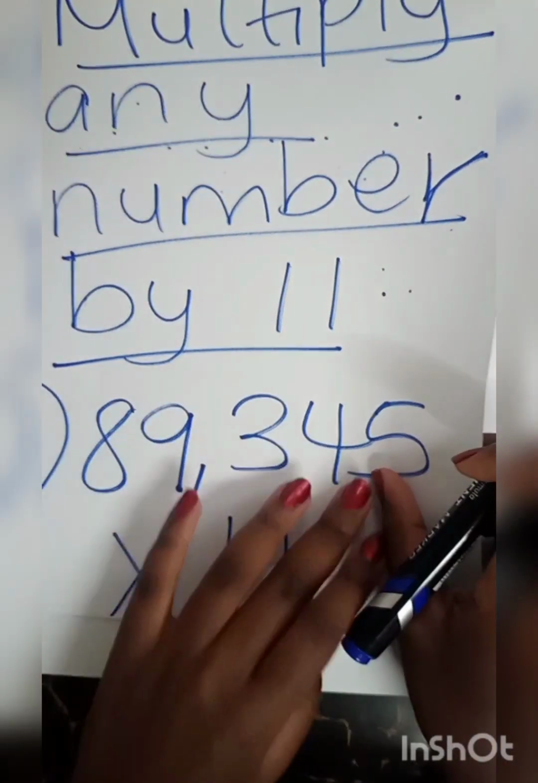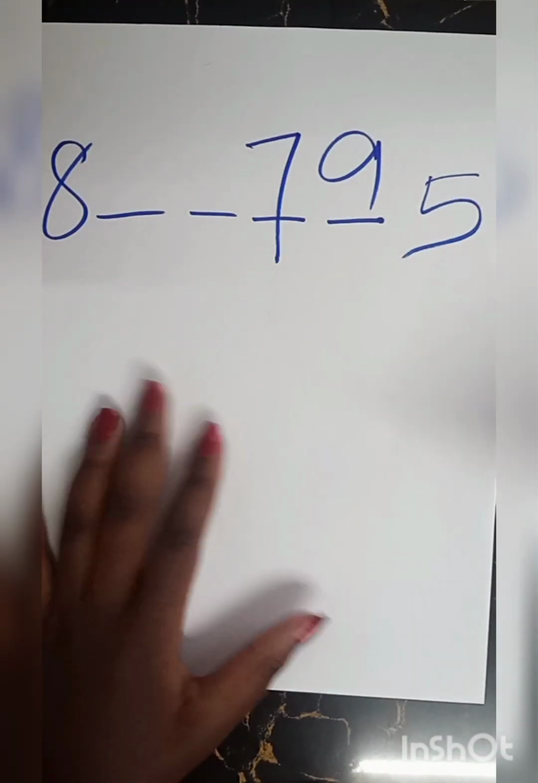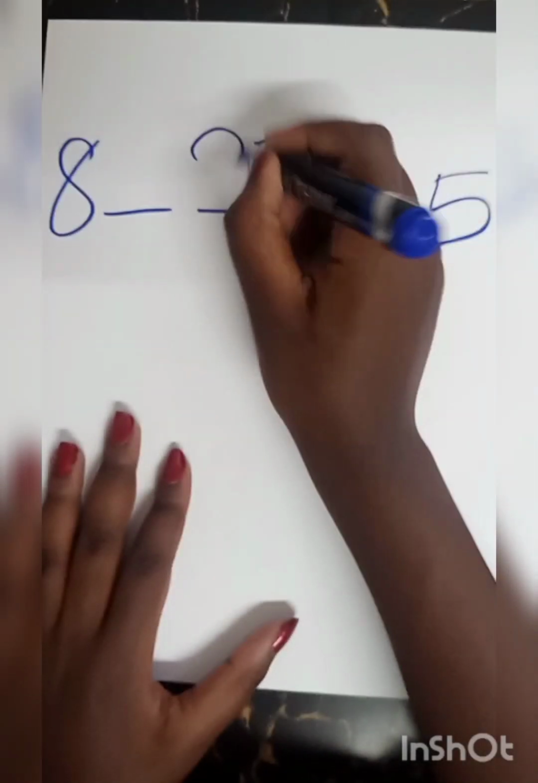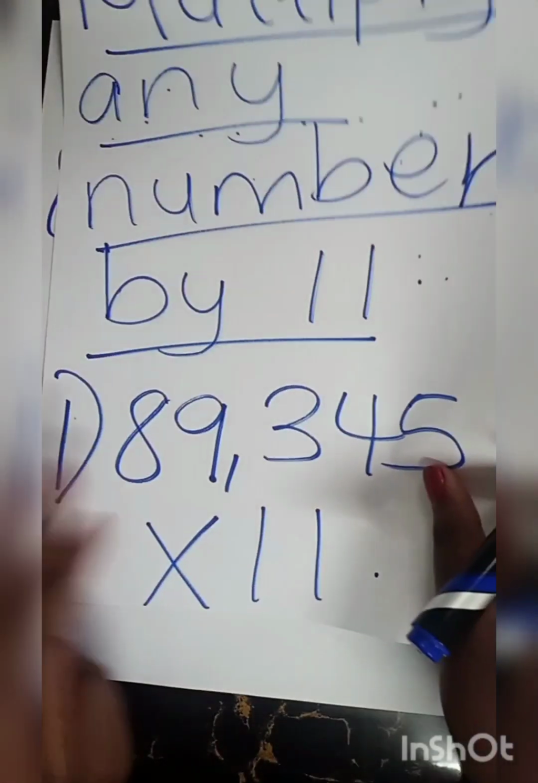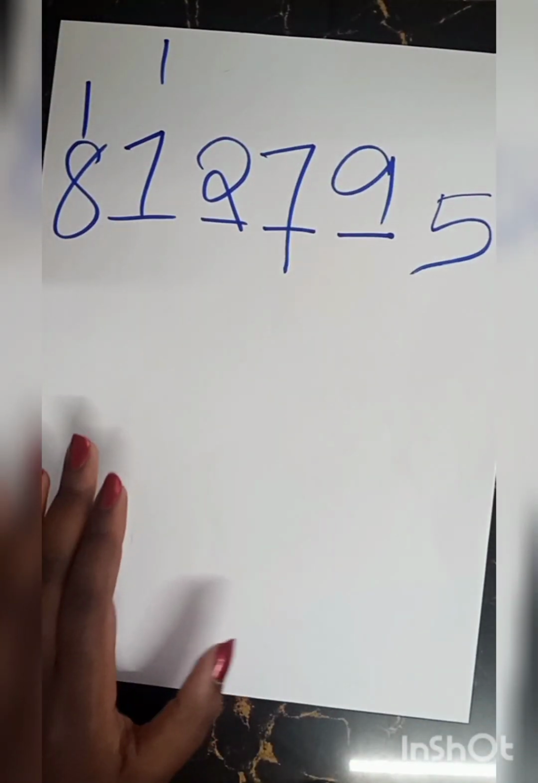4 plus 3 is 7. We'll write a 7 here. 3 plus 9 is 12. So we'll write a 2 here and carry a 1 over here. 9 plus 8 is 17. So we'll write a 7 here and carry a 1 over there.